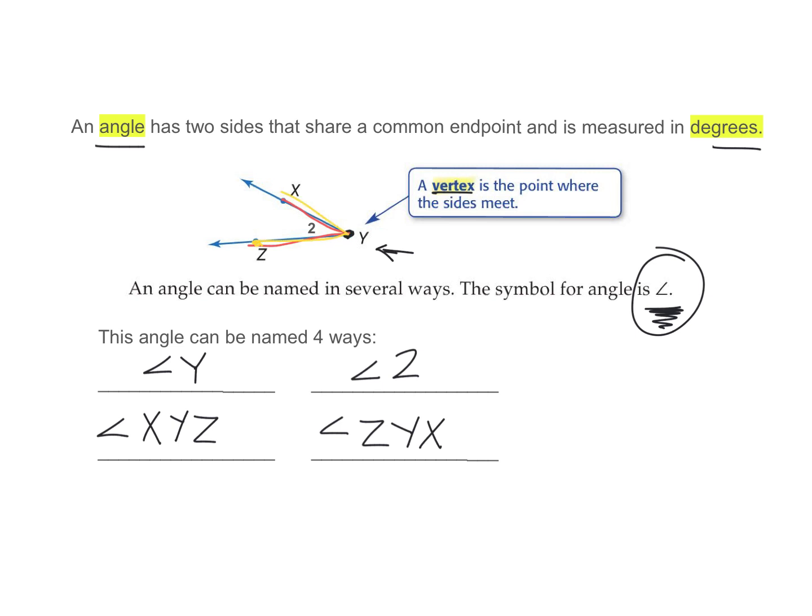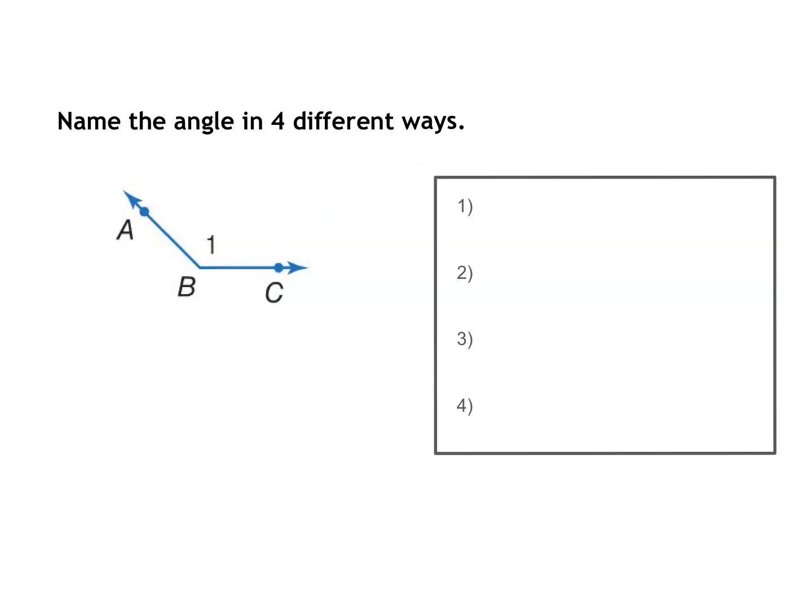Z, Y, X. Okay, I want you to pause and name this angle in 4 different ways. So we can say angle B, we can say angle 1, we can say angle ABC, or angle CBA. Make sure you have those letters all written in the correct order.